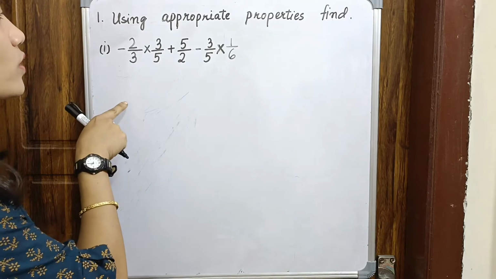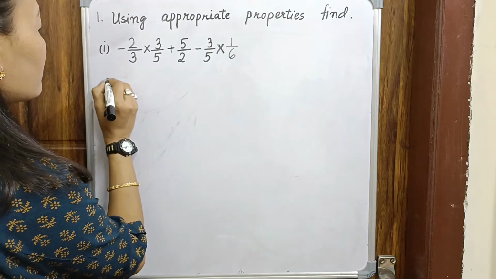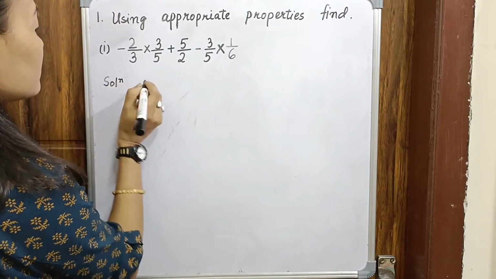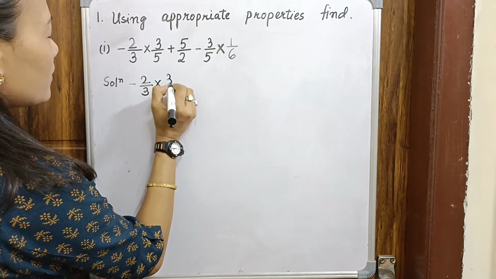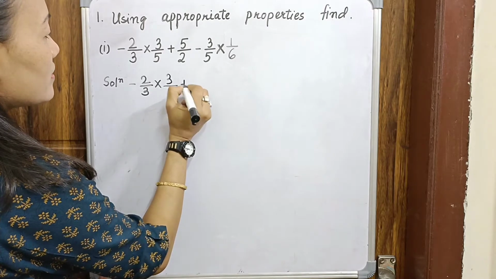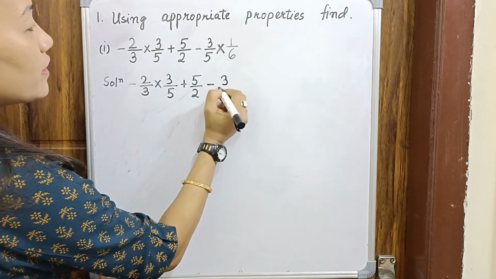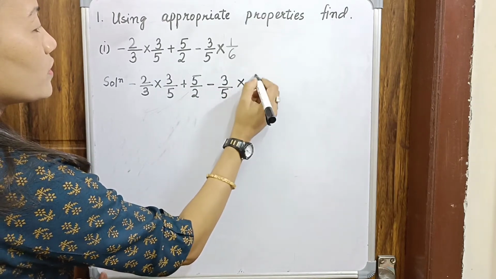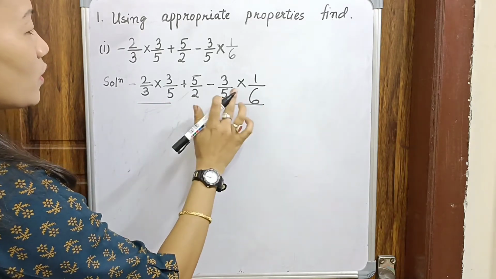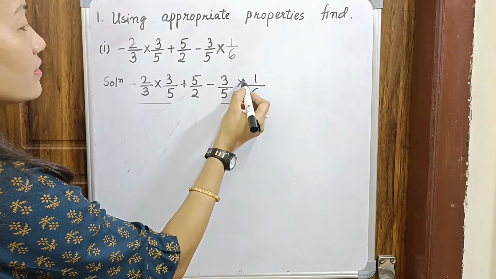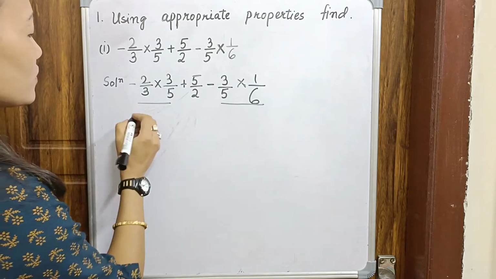So now first, what we have to do is exchange the direction. Minus 2 by 3 into 3 by 5, plus 5 by 2, minus 3 by 5 into 1 by 6. So here is one number, here is one number, where the into sign is there. This number is regarded as 1, this one and the last one.